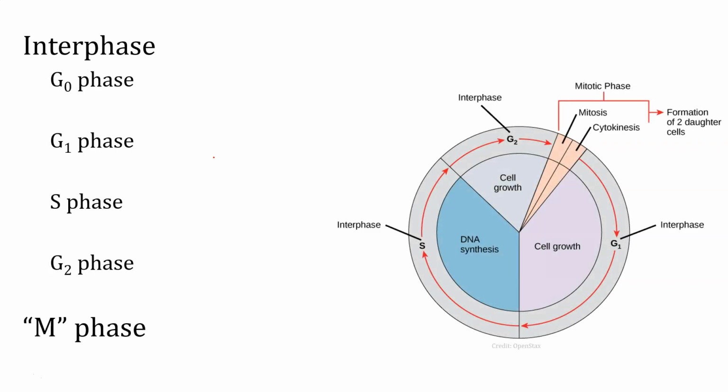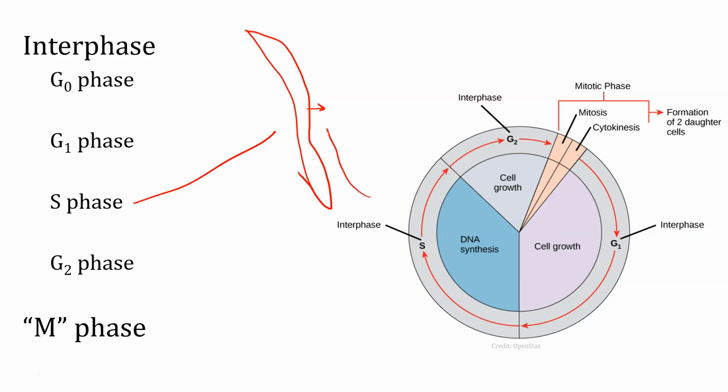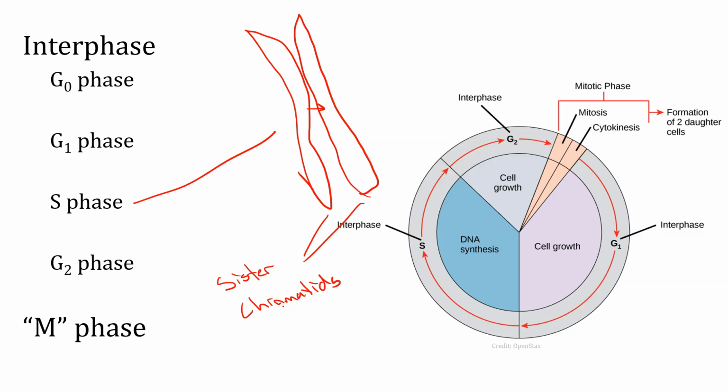Okay, so during the S phase, then, basically how it works is one chromosome will duplicate into two what are known as sister chromatids. So once this chromosome now has a copy that's attached to it, now these are considered to be sister chromatids. And these are identical. They should be identical photocopies.